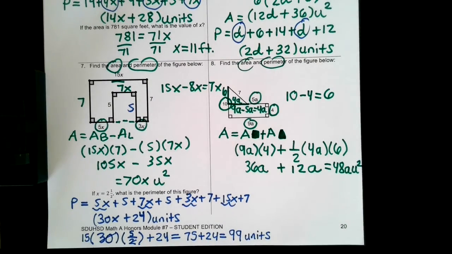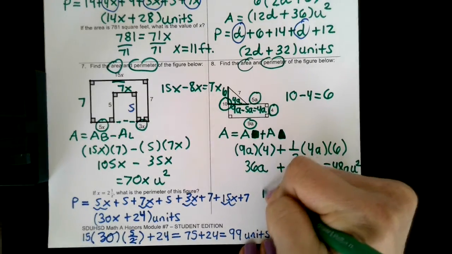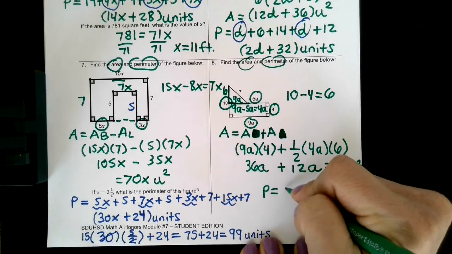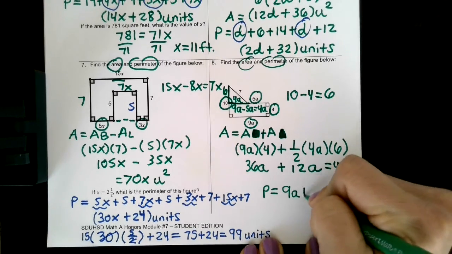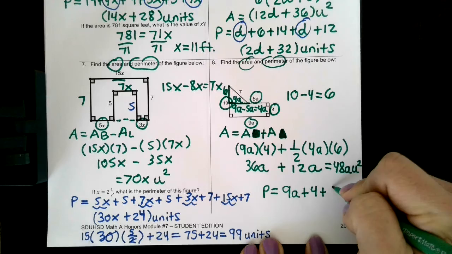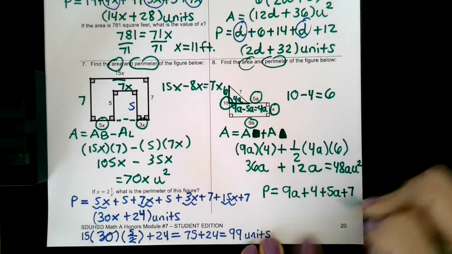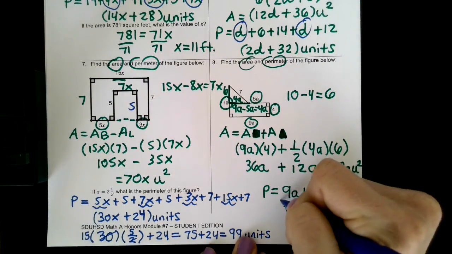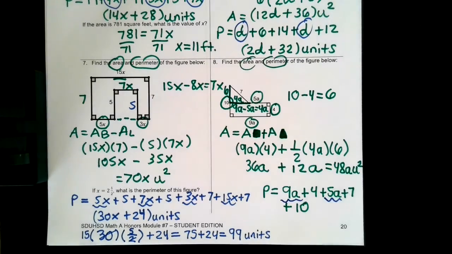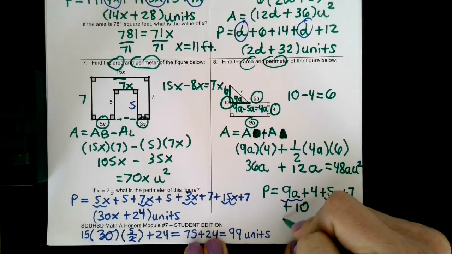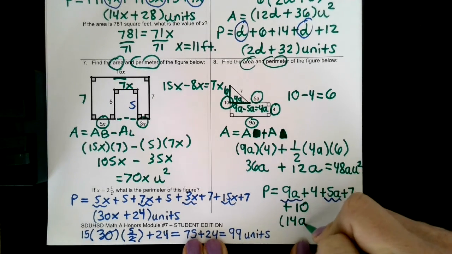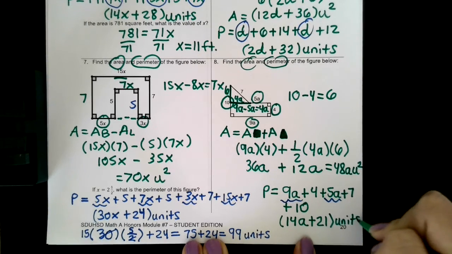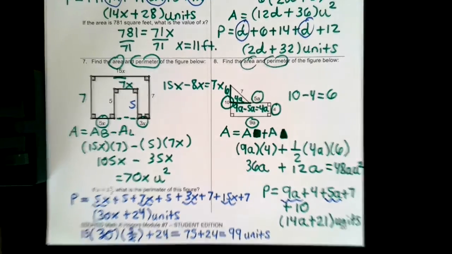All right, for perimeter, we are going to add up all of the outside lengths. We start with the bottom. We have 9a plus 4 plus 5a plus 7 plus 10. I'm going to look for any like terms. I do see 9a and 5a as my like terms, so that becomes 14a. And all my numbers added together are 21. In order to complete the problem, I need to put my units afterwards for perimeter.